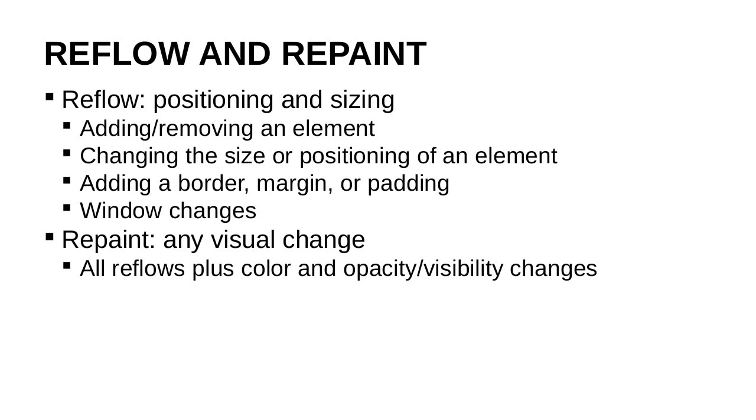The first step is a reflow, and this happens anytime there's a positioning or sizing change, or really anytime one or more elements move on the screen. So this could be because some element has either changed in size or positioning. We could have added a border, margin, or padding, or even window changes, such as resizing or if the user scrolls through the window. A repaint then occurs anytime there's any sort of visual change. So this not only includes all the times that a reflow has happened, but also if there's any sort of coloring, opacity, or visibility changes.